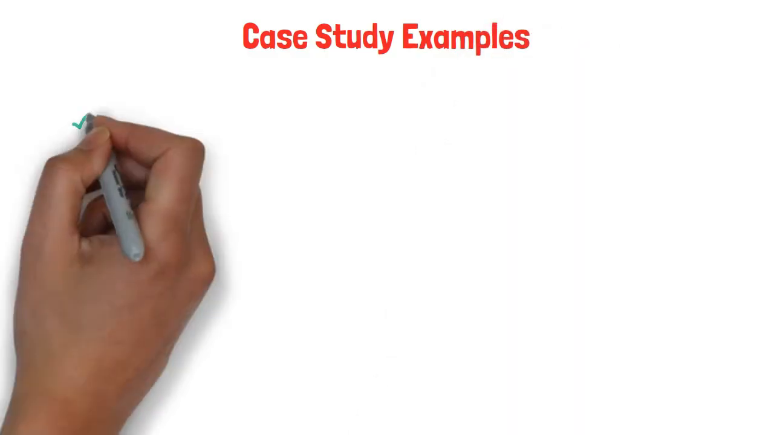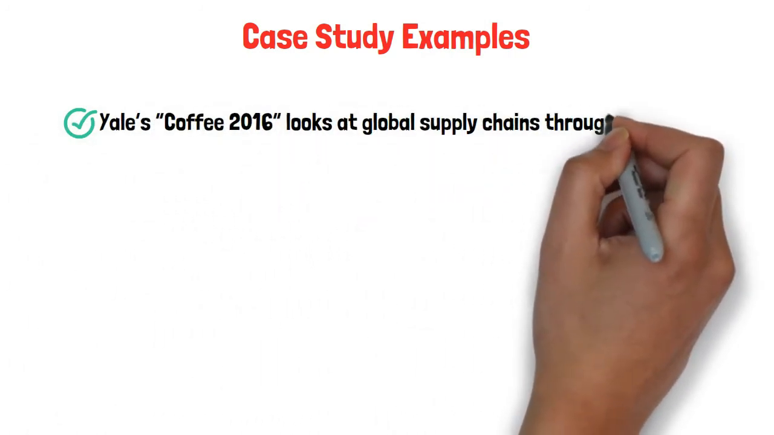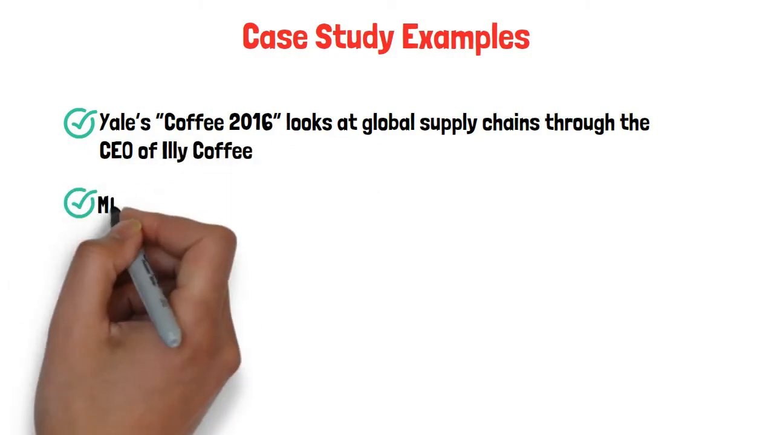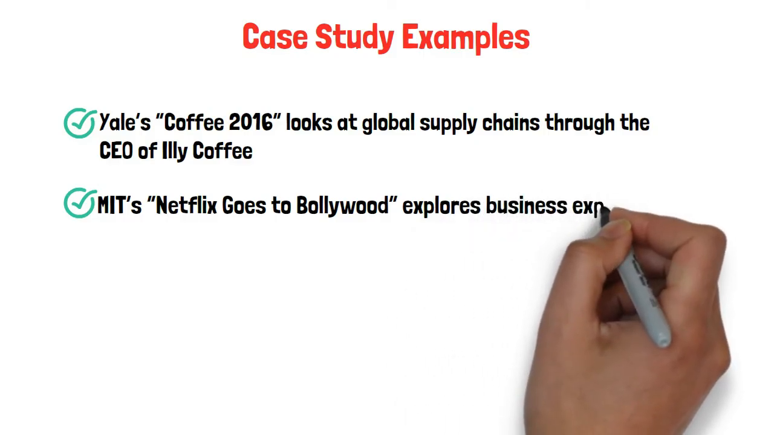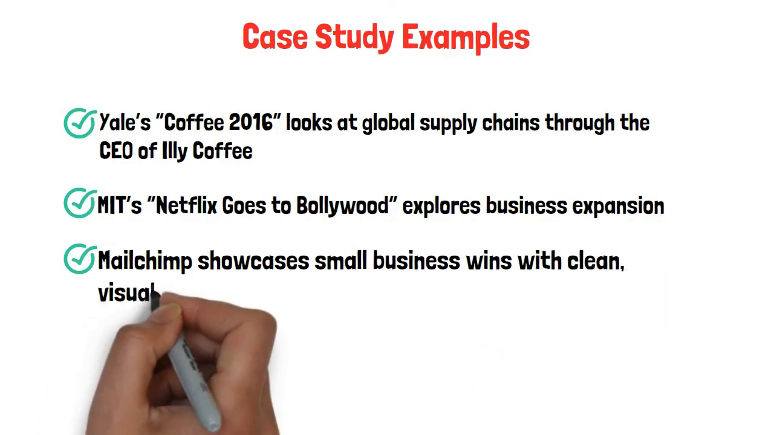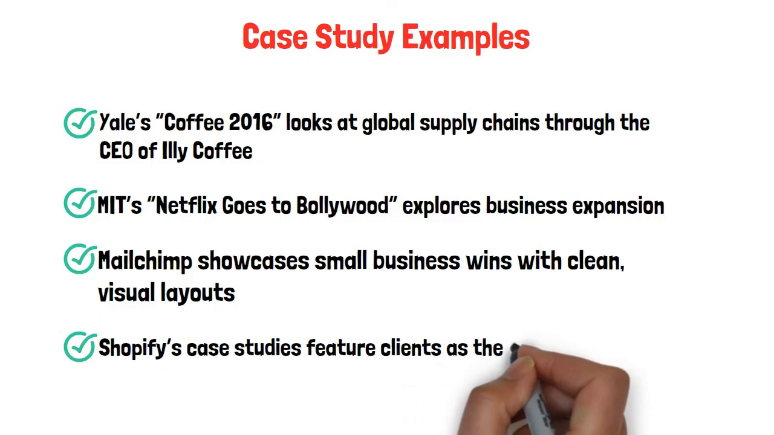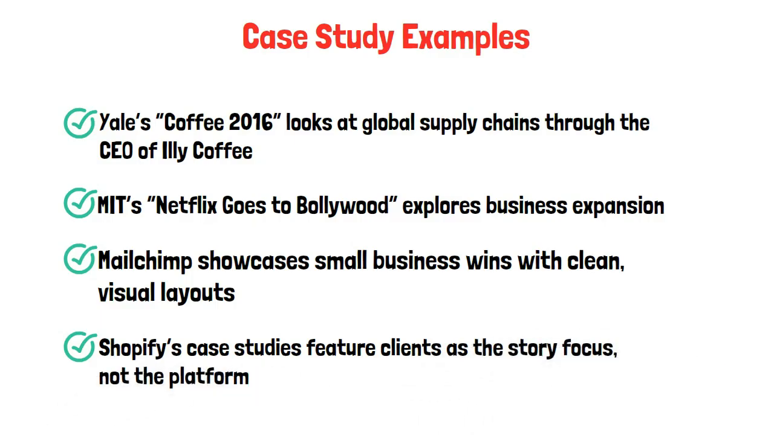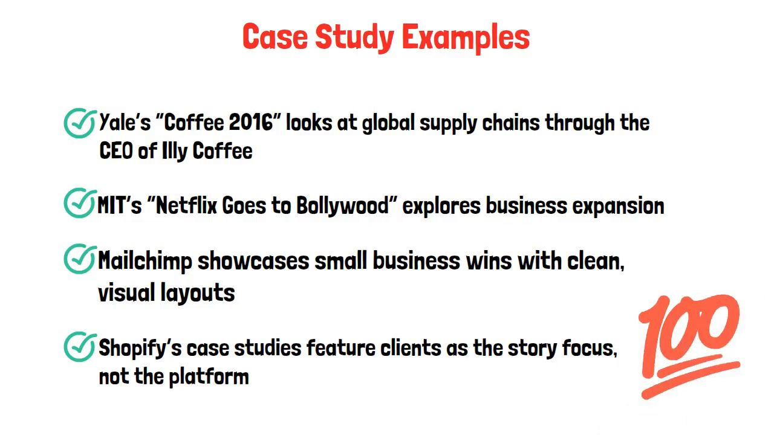Case study examples. Some of the best business schools and companies use this method. Yale's Coffee 2016 looks at global supply chains through the CEO of Illy Coffee. MIT's Netflix Goes to Bollywood explores business expansion. MailChimp showcases small business wins with clean visual layouts. Shopify's case studies feature clients as the story focus, not the platform. These examples are successful because they're clear, structured, and centered on outcomes.